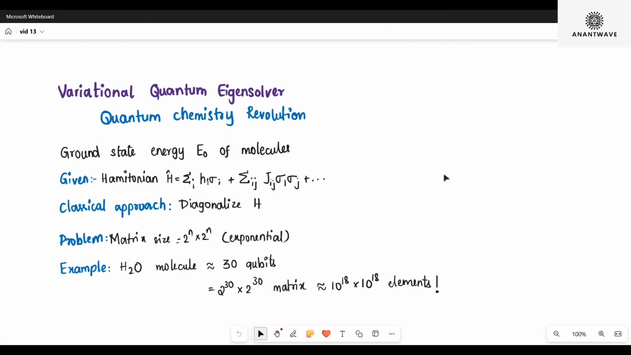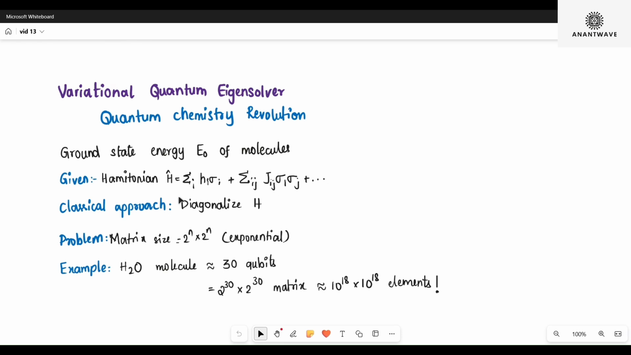Now let's move to the variational quantum eigensolver, VQE. Let me explain the quantum chemistry challenge. Here we need to find the ground state energy E naught of a molecule, and we are given the Hamiltonian H hat, which is equal to this expression. We need to find the ground state energy.